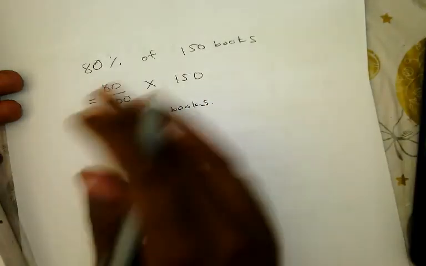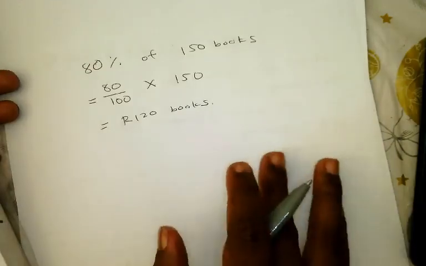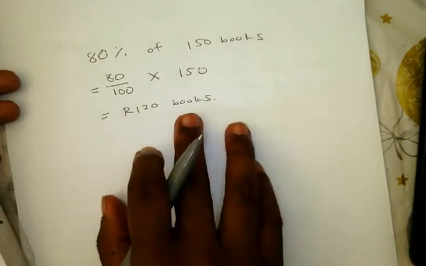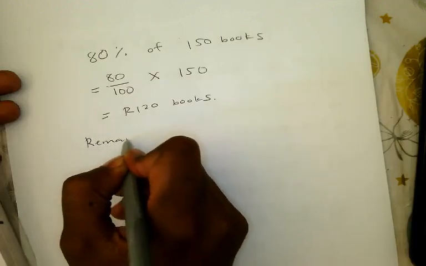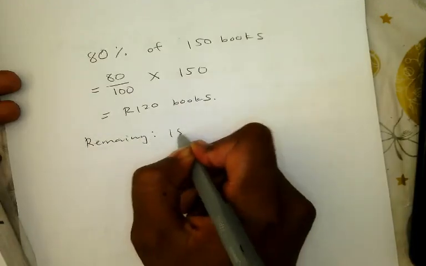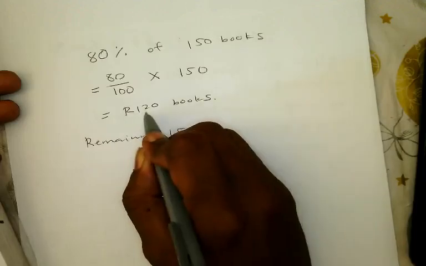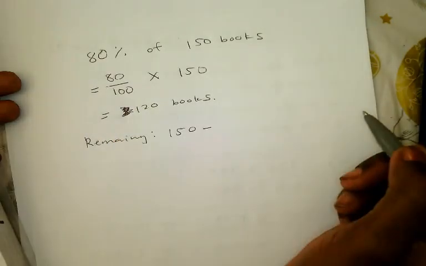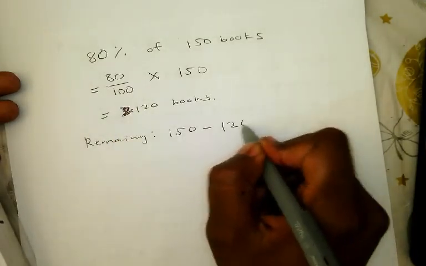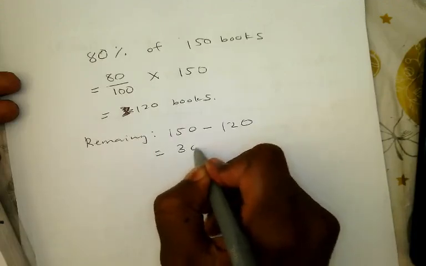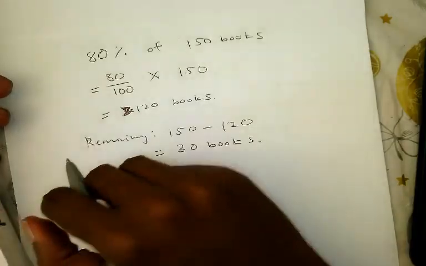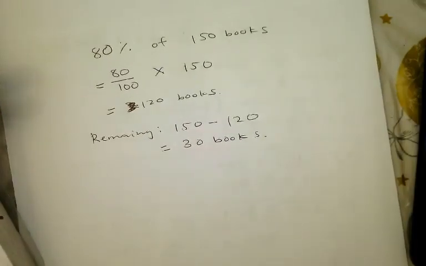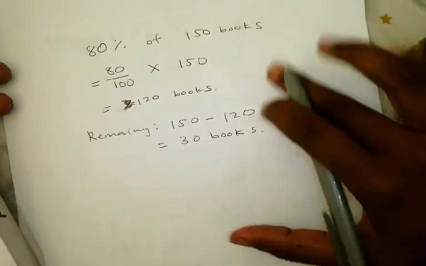So how many were left? They didn't ask me the question, but it's always nice to say, okay, I've sold these books, then I'm left with how many? How many books are remaining? 150 minus 120, not rands, that's the number of books. So how many books are left? 30 books are remaining. So you're a businessman, you've sold 120 books, you are stuck with 30 books now.